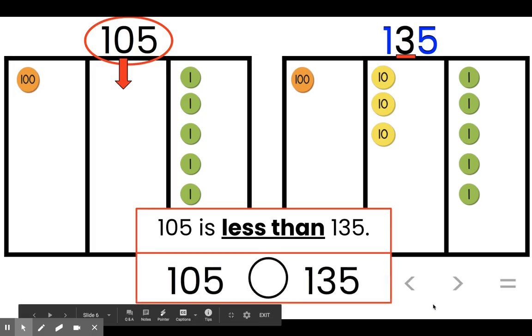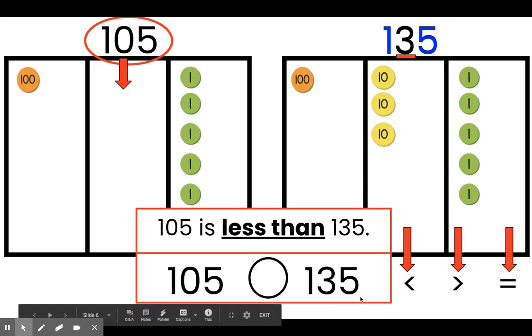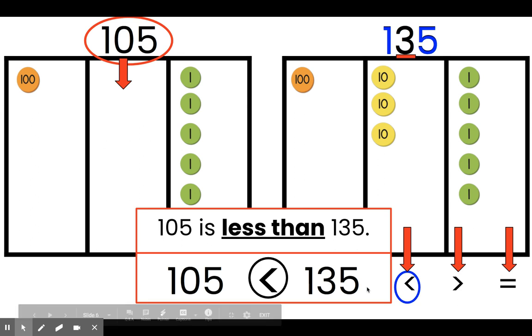Let's compare these two numbers using our math symbols. 105 is less than, greater than, or equal to 135. Which symbol would you use? If you said less than, you're correct. We would write the symbol less than in between the numbers 105 and 135 when they're written in this manner. We read it 105 is less than 135. Remember, the greater opening on the symbol will point toward the larger or greater number, the number with the greatest value.